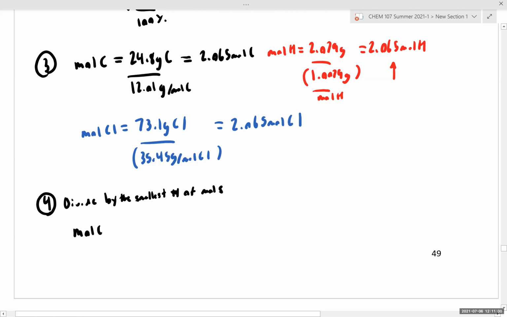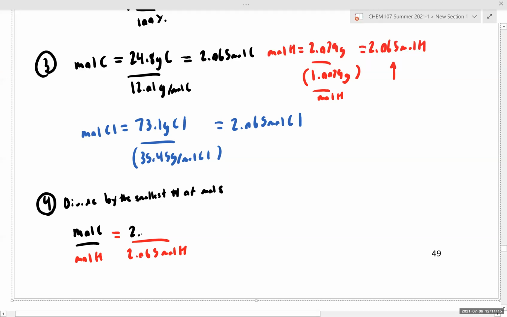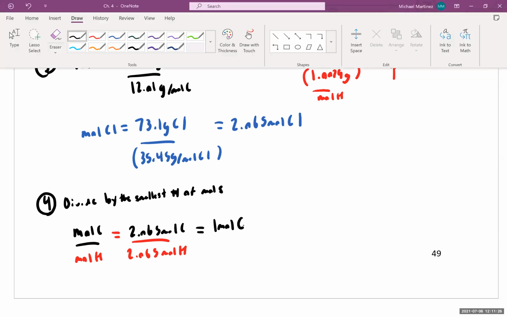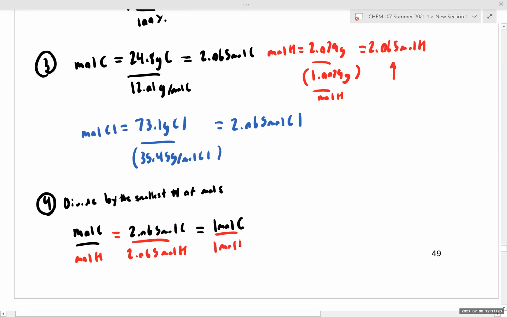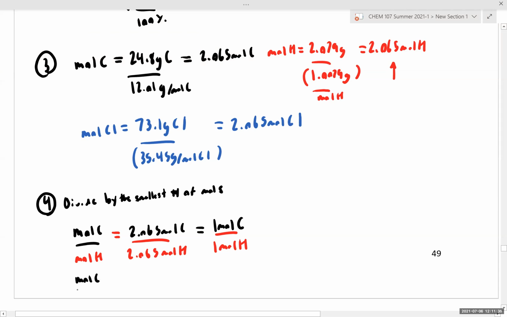Okay, so we're going to take the moles of carbon and divide by the moles of hydrogen. So we have 2.065 moles of carbon over 2.065 moles of hydrogen. That simplifies into 1 mole of carbon per 1 mole of hydrogen. So a 1-to-1 ratio.